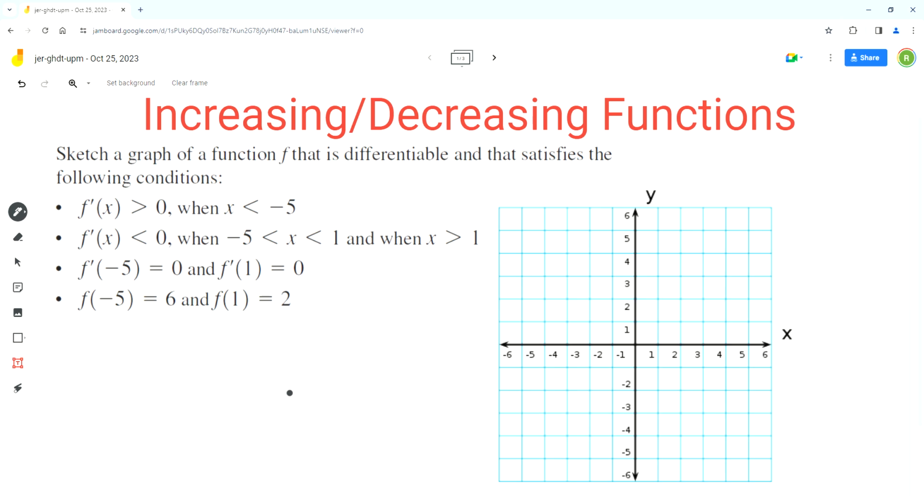So in this video, we'll sketch this graph using the concepts of derivatives. As per the problem, sketch a graph of a function f that is differentiable and that satisfies the following conditions. f prime of x is greater than 0 when x is less than -5, and f prime of x is less than 0 when x is between -5 and 1 and when x is greater than 1. And f prime of -5 is equal to 0 and f prime of 1 is equal to 0, and f of -5 is equal to 6 and f of 1 is equal to 2.